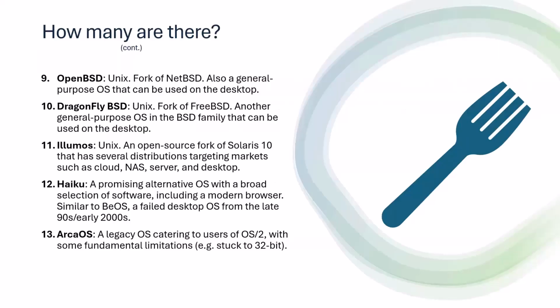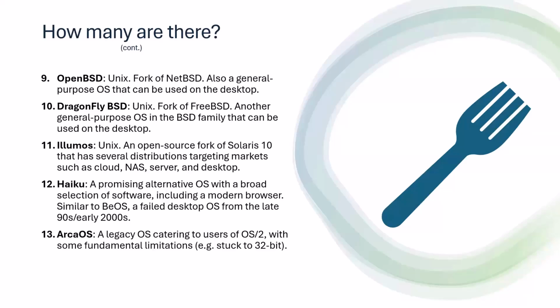OpenBSD is a Unix forked off of NetBSD, and again, it's general purpose and can be used on the desktop. DragonFly BSD is again a fork of FreeBSD, and it can be used on the desktop. Illumos is an open source fork of the Solaris 10 distributions out there, and it's targeted at the cloud, NAS systems, servers, and some desktops. You don't see it very much.